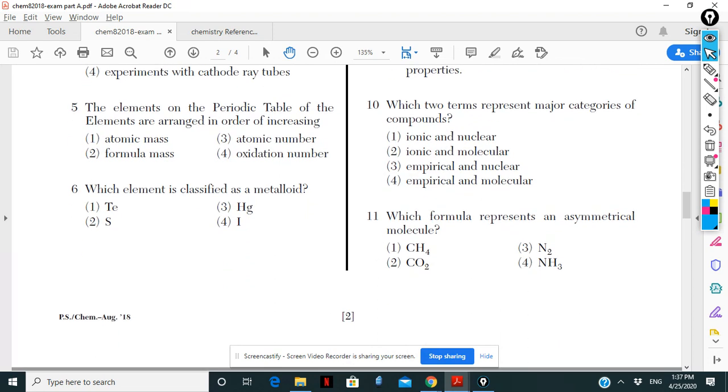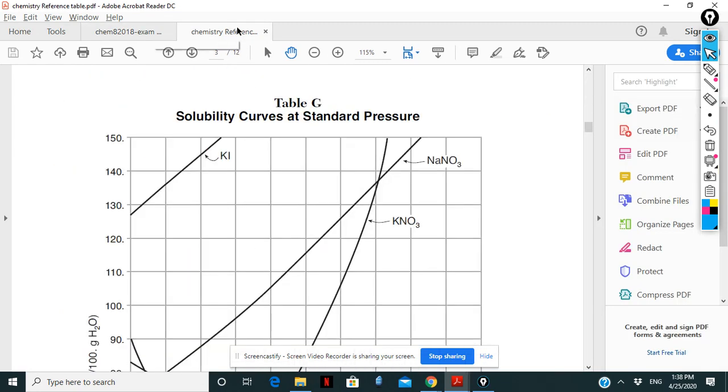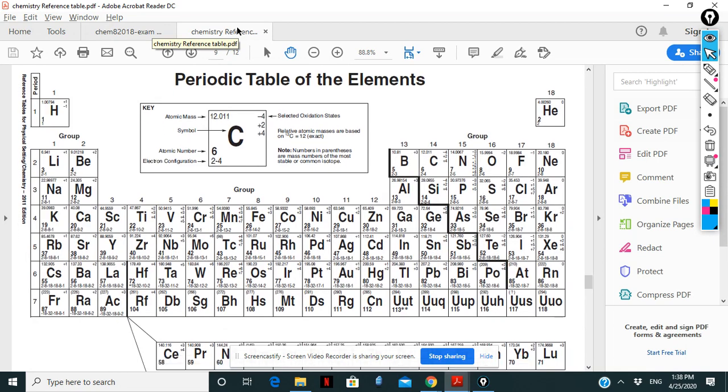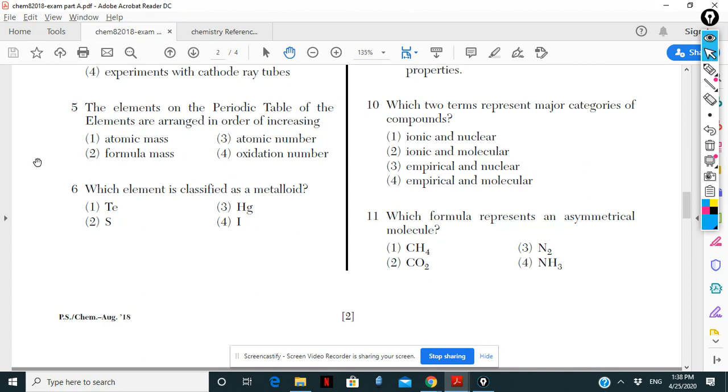Question number 5. The elements on the periodic table of the elements are arranged in order of increasing... Again, if you forget, you can look at your periodic table. If you look here: 2, 6, 4, 9, 5, 10, 6, 12, 7, 14, 8, 15, 9, 18, 10, 20. So obviously, the atomic mass and the atomic number increase. So I can cross out the formula mass and the oxidation number. It's atomic mass or atomic number.